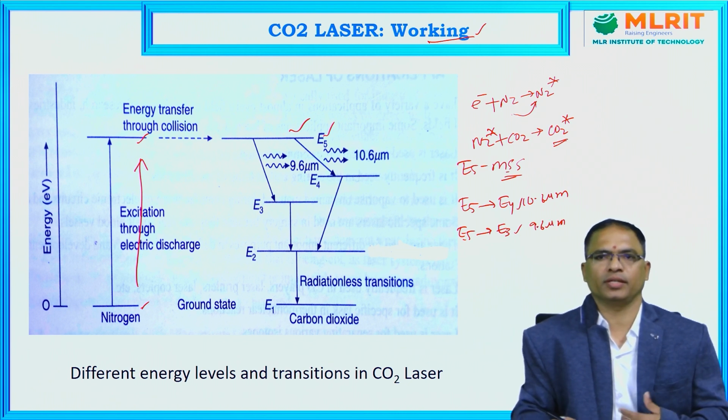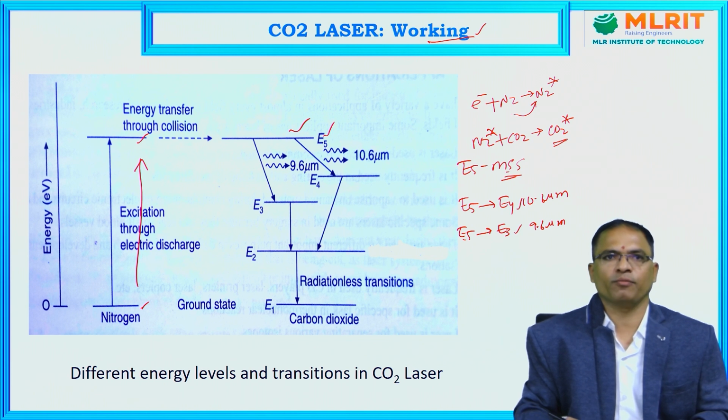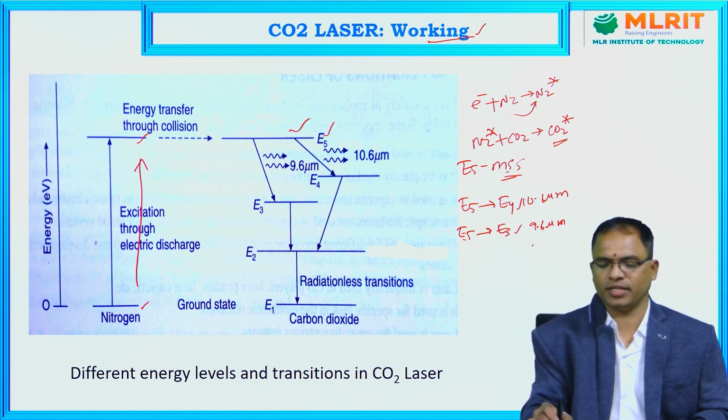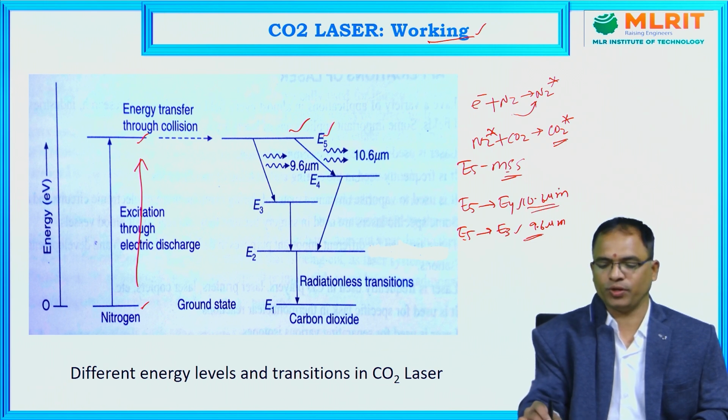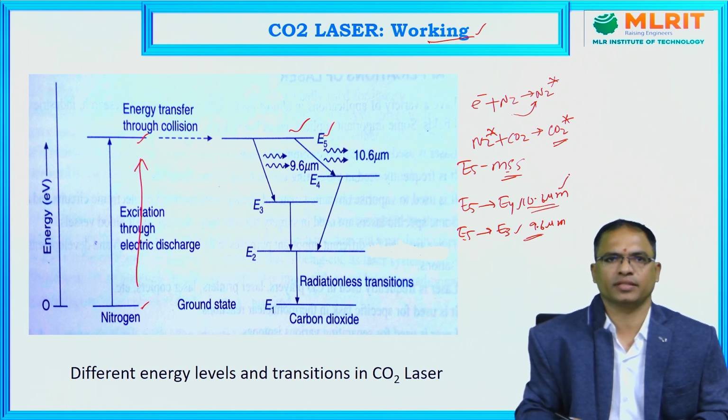As we know, the role of Brewster's windows in the carbon dioxide laser is to suppress any one of the radiations. Generally the 9.6 micrometers radiation will be suppressed using the Brewster's window arrangement, and finally we are going to get the 10.6 micrometers output from the laser device.